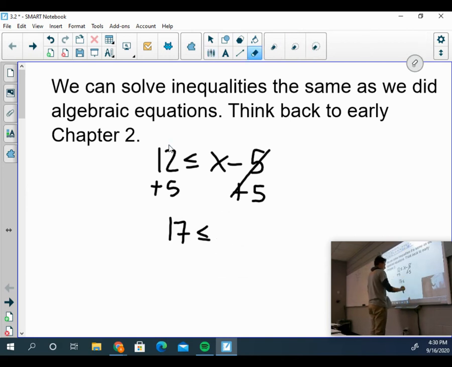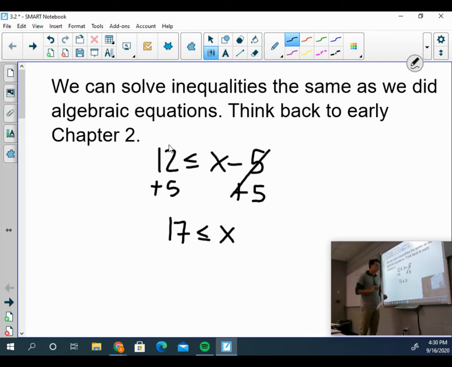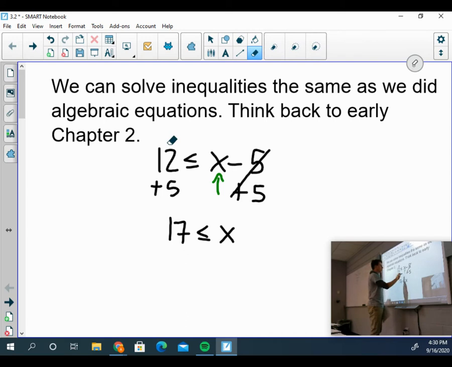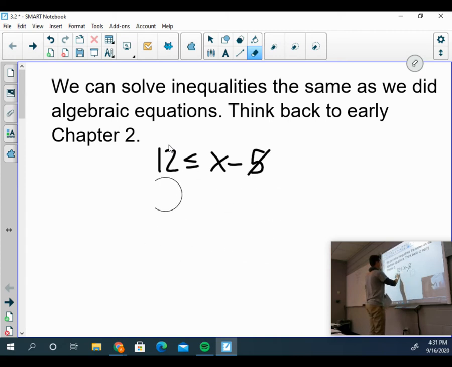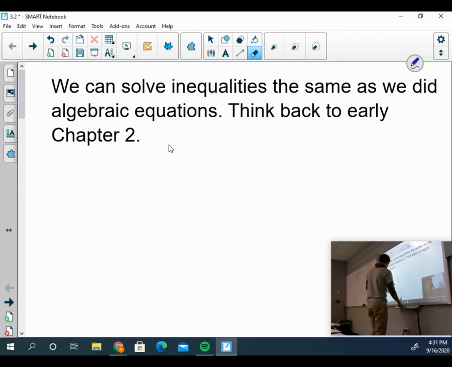Again, what is the context of that answer? What does that mean? 17 is less than or equal to x. It means any number I plug in greater than 17 for x in the original inequality will make the inequality true. Again, please remember the open side of the inequality points to what is greater. So in this case, the open side is facing the x, which means any number larger than 17 satisfies the inequality. Okay, let's try one more example.